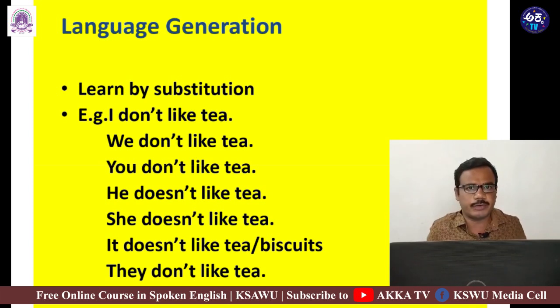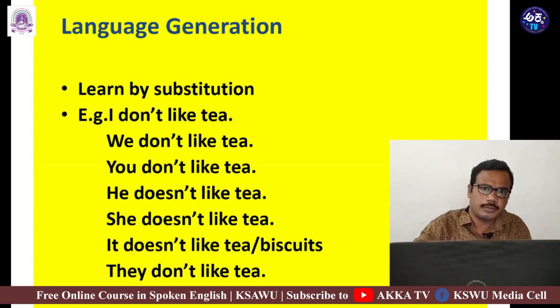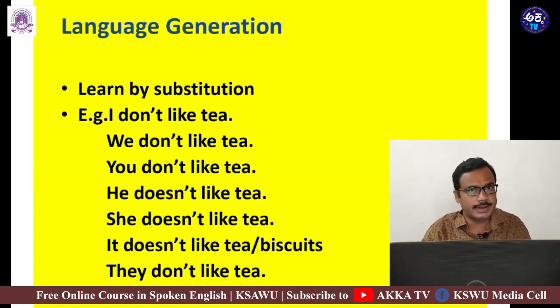speaking on behalf of my friends, ನನ್ನ ಫ್ರೆಂಡ್ಸ್ ಜೊತೆಗೂಡಿ ಅವರೆಲ್ಲ ಒಪಿನಿಯನ್ ಹೇಳ್ತಾ ಇದ್ದೇನೆ, ಅವಾಗ ಐ ಬದಲು ಏನು ಮಾಡ್ಬೇಕು ನಾನು? We don't like tea. I am substituting I with we, we don't like tea. ನಾವು ಟೀ ಇಷ್ಟಪಡೋದಿಲ್ಲ. So you are referring to some other person. Okay, second person, you don't like tea. Okay, if you are referring to the third person, he, she, it, he doesn't like tea, she doesn't like tea, it doesn't like tea or biscuits.